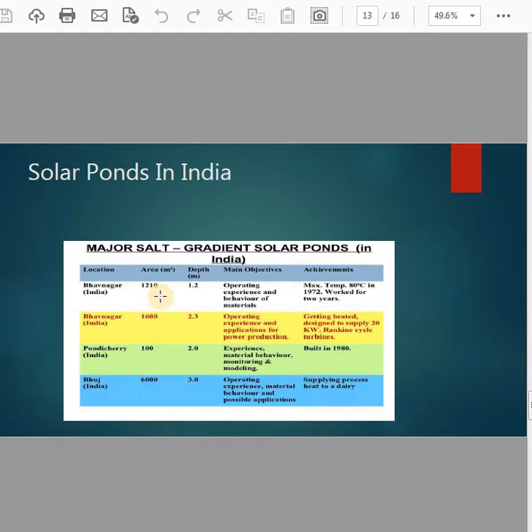Okay, the next is the different areas where solar ponds are available in India. That is Bhavnagar, for operating experience on the behavior of materials. We had a maximum temperature of 80 degrees in 1972 and it worked for 2 years. Then again in Bhavnagar, it was utilized for a Rankine cycle turbine. In Pondicherry also we have one of 100 square meters with a depth of 2 meters, built in 1980. And Bhuj has one for an area of 6,000 square meters with a depth of 3 meters, used for supplying heat to dairy farms.